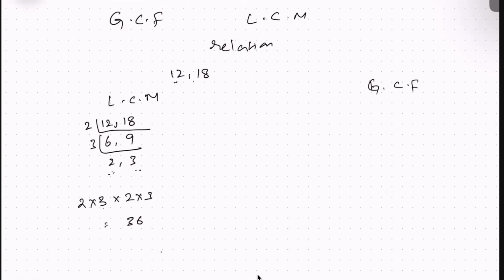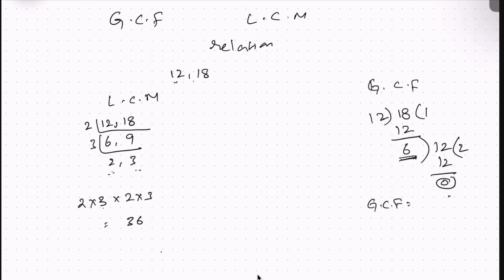Because there are two numbers, I will use the division method for GCF as well. From 12 and 18, the biggest number is 18. 18 goes as the dividend, and I will divide with 12. 12 times 1 is 12, and the remainder is 6. Now the remainder becomes the new divisor, and 12 becomes the dividend, and 6 goes into 12 two times, so the remainder is 0. When the remainder is 0, I will stop the division process, and the last divisor value becomes my GCF. So the GCF is 6 and the LCM is 36.